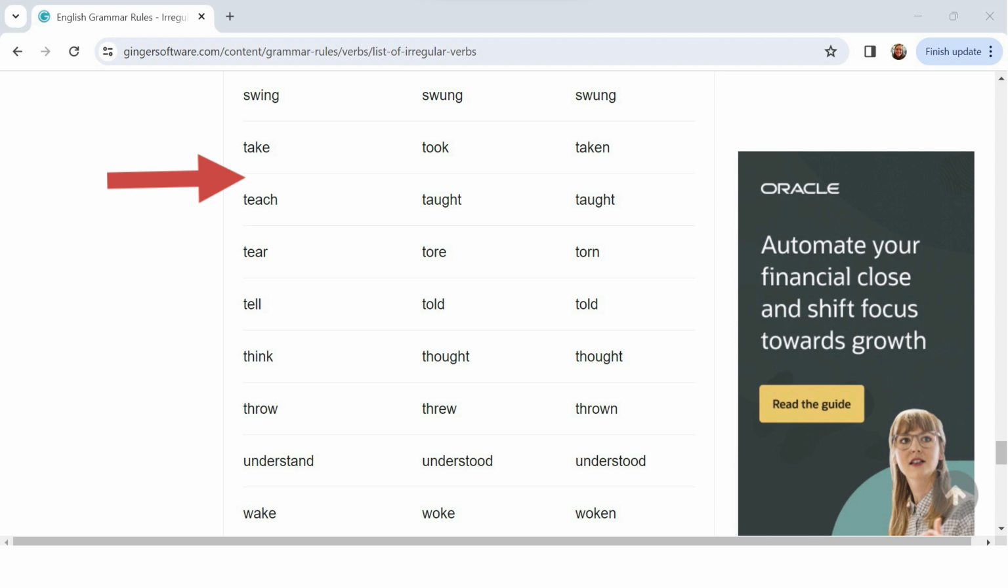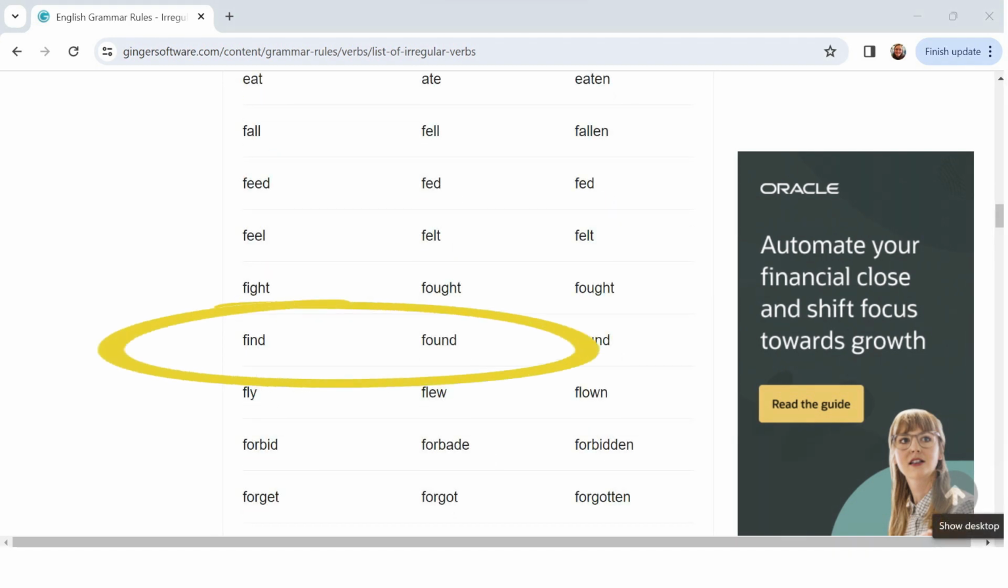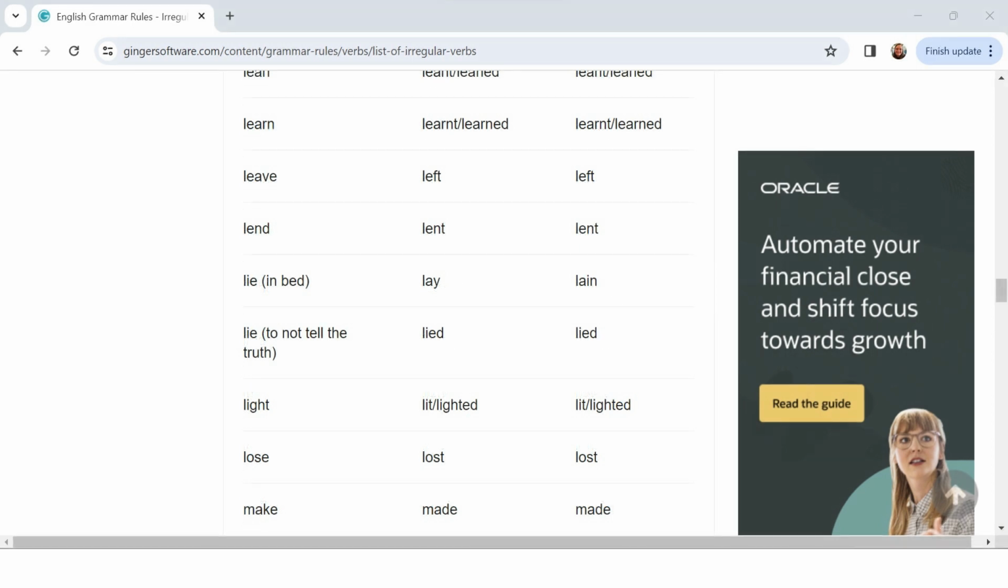Let's try 2 more. What about find? Is it on the verb table? Yes, there it is. So find is the root verb in the first column, and if we look in the second column, we can see that in the simple past tense, find becomes found. And what about listen? Is that on the verb table? No, so that means it is a regular simple past tense verb, so we should add ed. This makes listened.